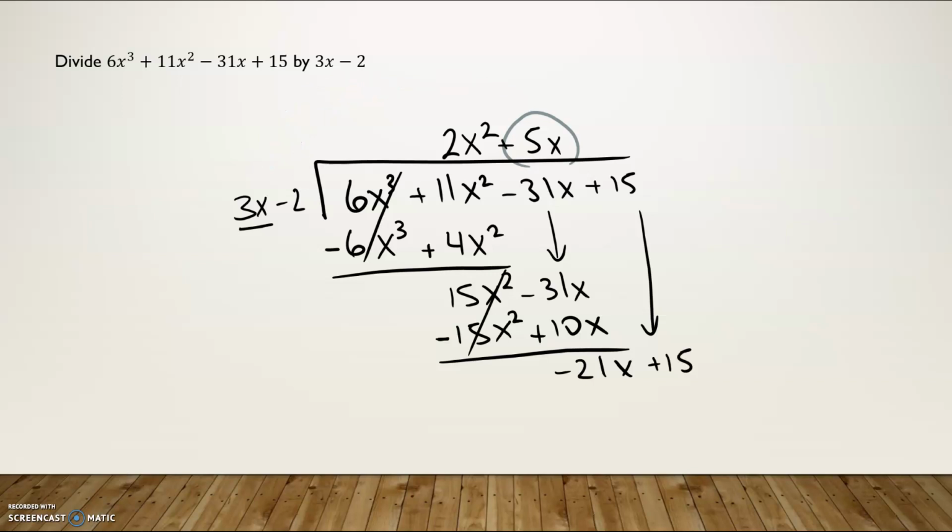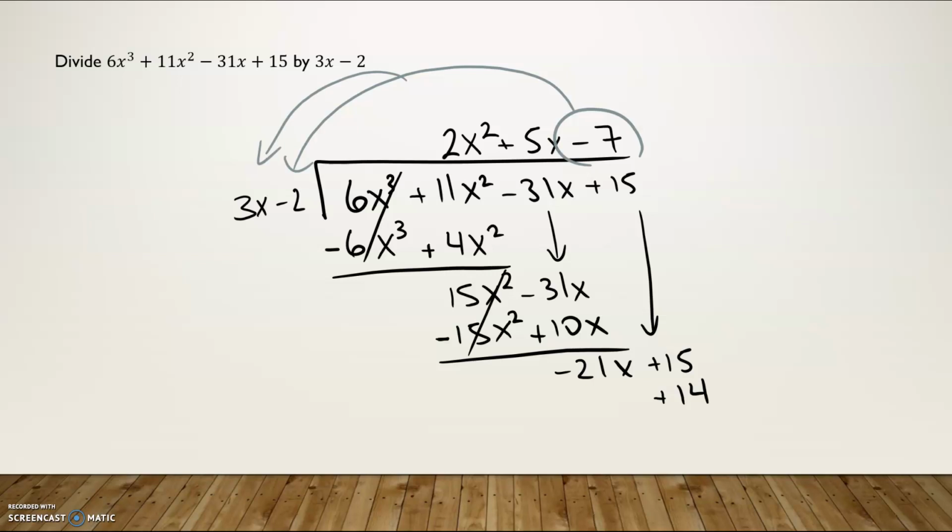Okay, so now I'm trying to make 3x and negative 21x the same. I can take 3 times a negative 7, and that should give me negative 21x because they both have x values. So I don't have to have an x on that one. Okay, so I'm going to take this negative 7 and multiply it times this negative 2. That will give me a positive 14. And then this negative 7 times this 3x will give me negative 21x.